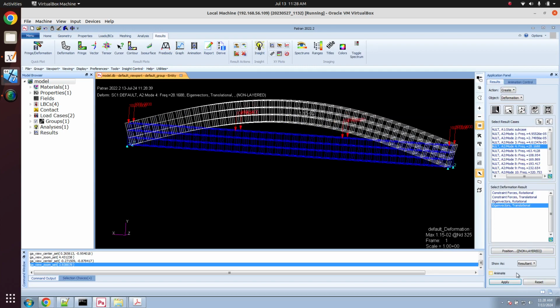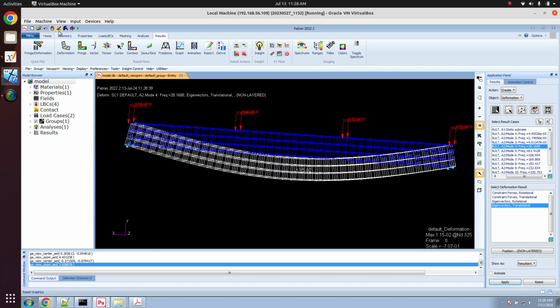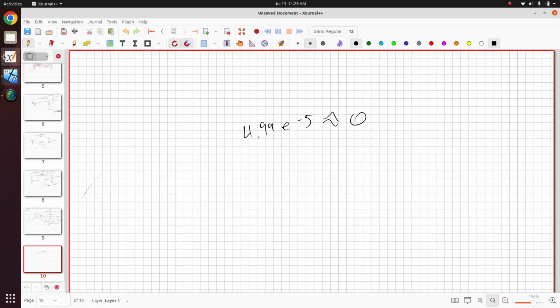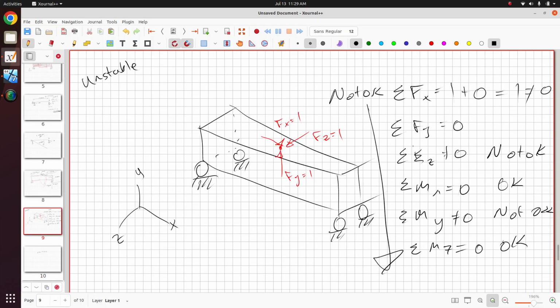So how do we fix this? The mode shapes help in some cases. Actually, they help a lot of the time. But here, we go through the equilibrium chart. We draw our free body diagram. We draw our supports. We draw our fictitious forces. We go through the equilibrium equations. We find out which equilibrium equations are not satisfied, and then we add additional supports.